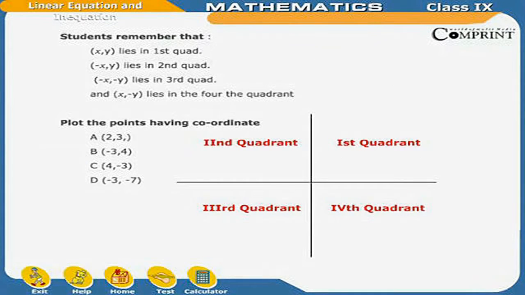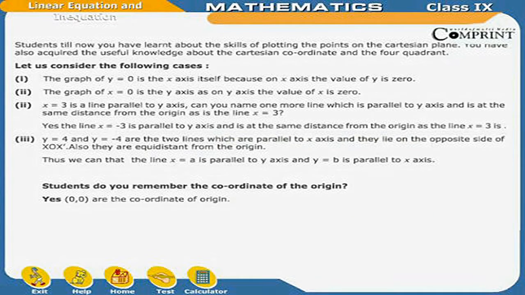Remember that (x, y) lies in the first quadrant, (-x, y) lies in the second quadrant, (-x, -y) lies in the third quadrant, and (x, -y) lies in the fourth quadrant. Plot the points having coordinates A(2, 3), B(-3, 4), C(4, -3), D(-3, -7). Students, till now you have learnt the skills of plotting points on the Cartesian plane. You have also acquired useful knowledge about the Cartesian coordinates and the 4 quadrants.